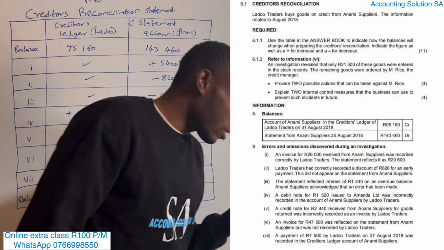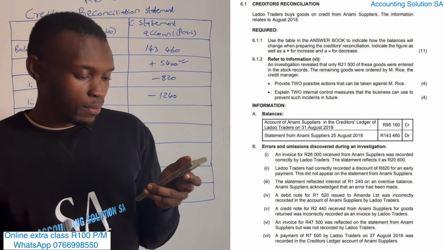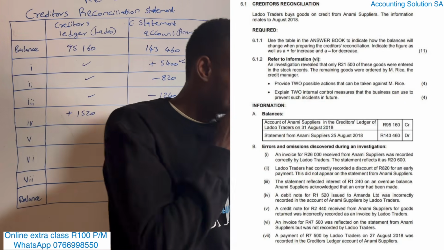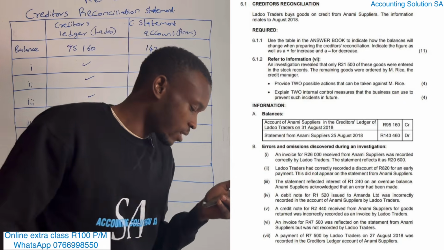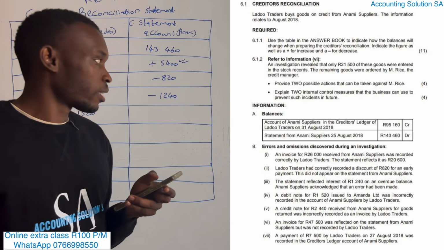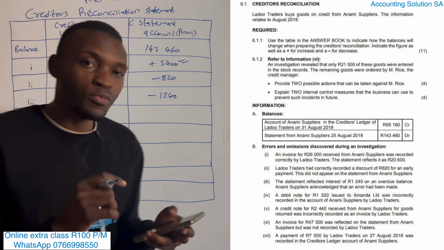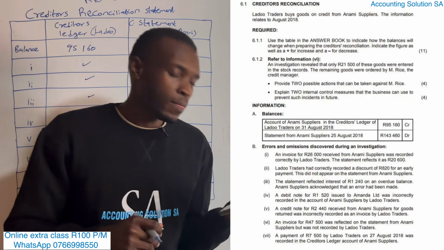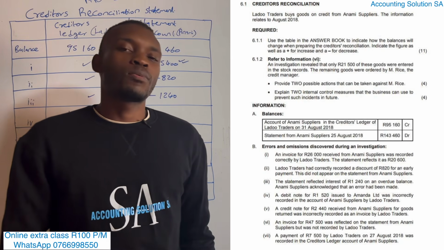Number 5, a credit note of 2,440 received from Anami supplier for the goods returned was incorrectly recorded as invoice. Hey, here they made a mistake, guys. In our books, there is a mistake. Instead of recording a return, instead of subtracting, we added as if we purchased, because invoice simply means we purchased. So we were supposed to record a return. We increased what? Liability, which is very wrong.